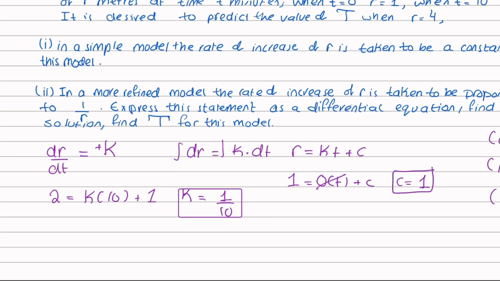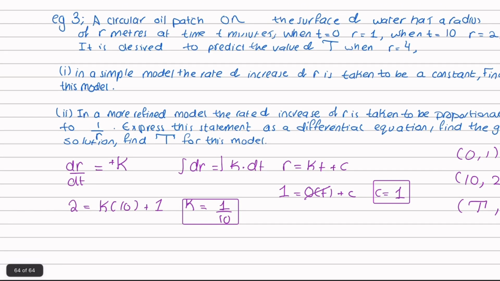Now, given we have the constants, are we able to find the t? Yes, we are. We simply say that radius equals 4, k is now 1 over 10, times t plus 1. So that gives us 3 on the other side being equal to 1 over 10 t, which means that time is equal to 30 minutes.